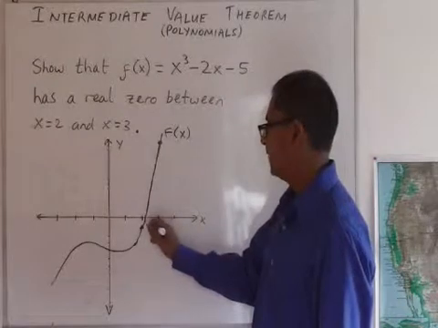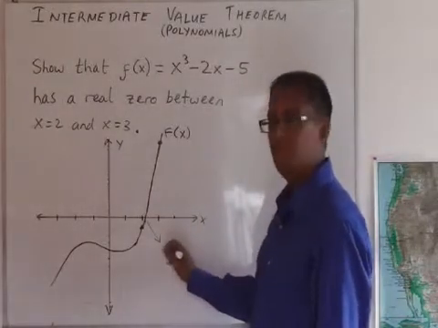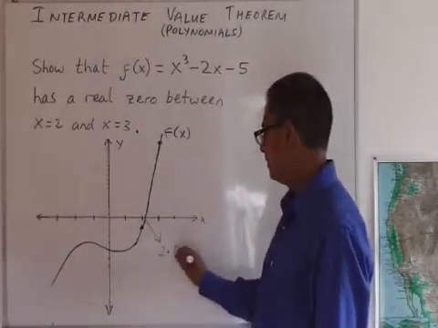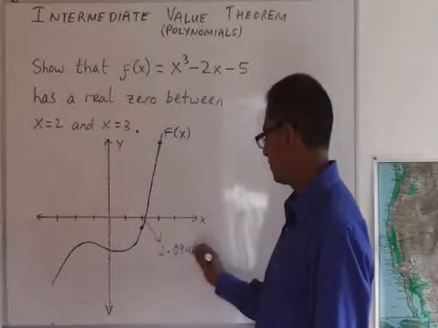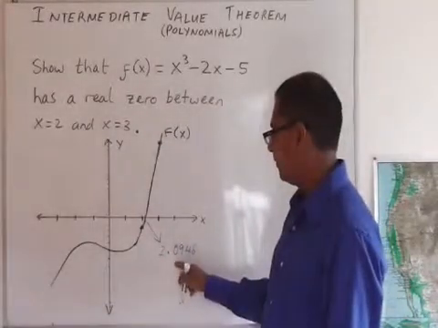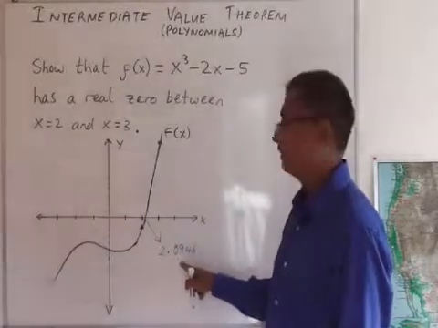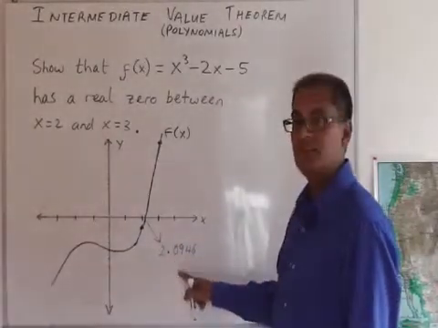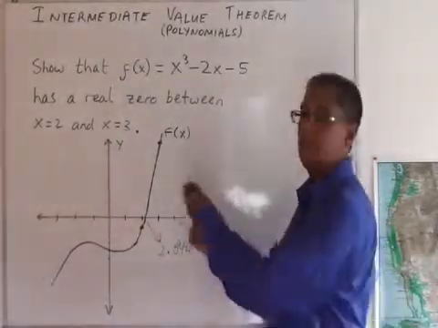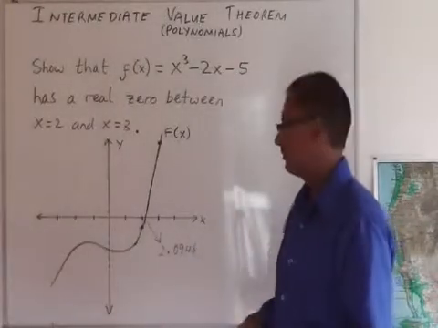That's the 0, and if you plug that into your calculator, you'd see that value is approximately 2.0946. So that's my 0. In other words, f of 2.0946 gives me 0. That's my c. And we know that because of the intermediate value theorem. We know that's the 0.